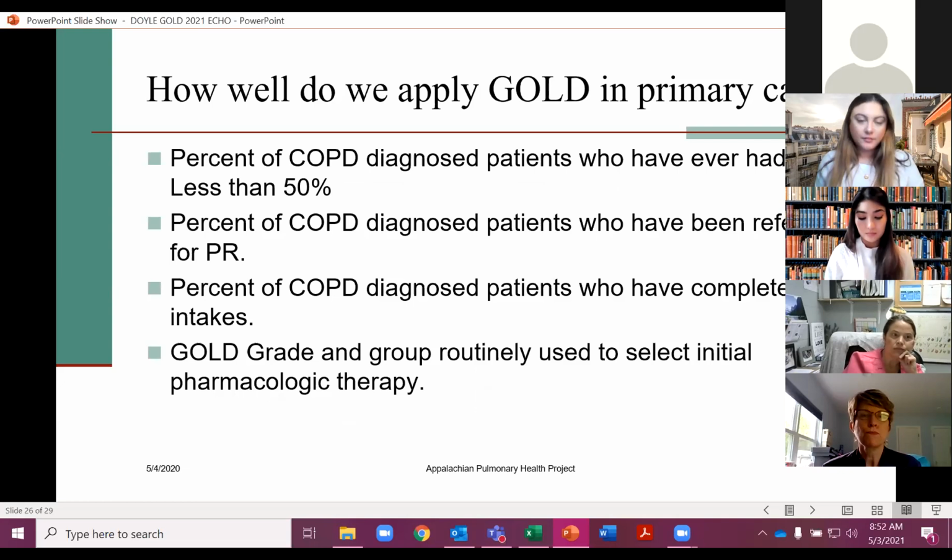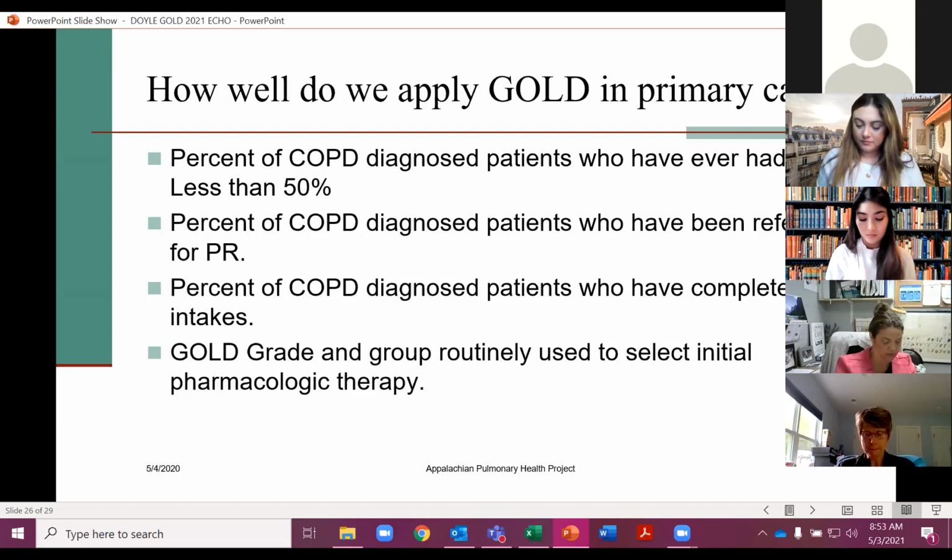So the big question is, how well do we do at applying the GOLD guidelines in primary care? Some of us are actually based within primary care centers, and more of us are in critical access rural hospitals that have primary care clinics attached to our hospital. So we, and I'm an honorary respiratory therapist, we as respiratory therapists have a big role in educating and influencing and encouraging the primary care providers we work with.